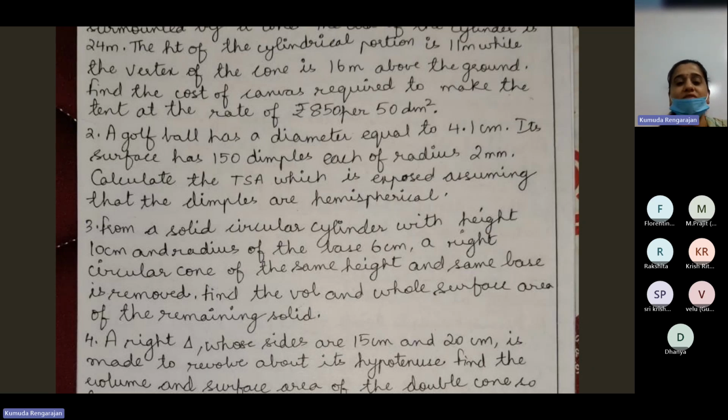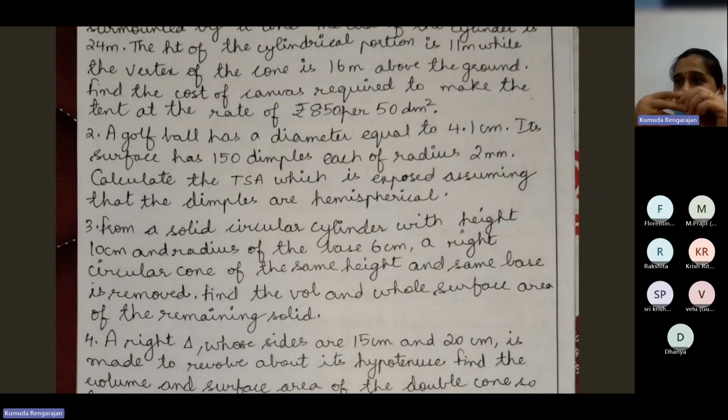Its surface has 150 dimples, each of radius 2 millimeters. Calculate the total surface area which is exposed, assuming that the dimples are hemispherical. So the golf ball has 150 hemispherical depressions on its surface, not bumps, depressions. The golf ball is a sphere, the radius is given. For the hemispherical depressions, the radius is given. You need to find the area of the golf ball that is exposed to the surroundings.